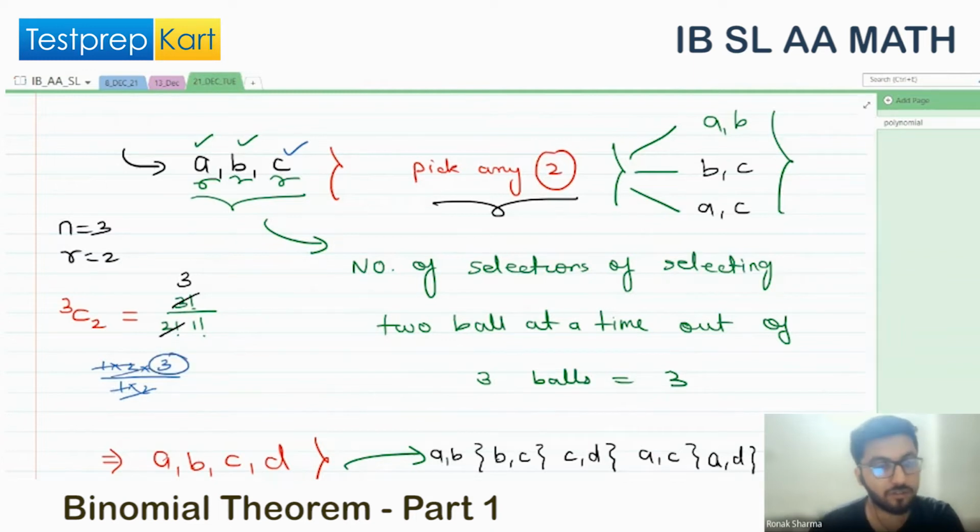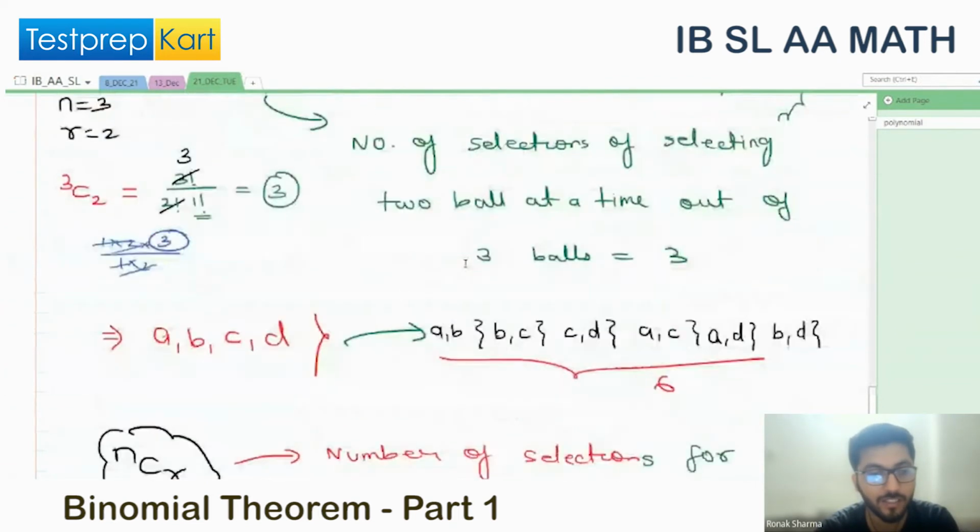Just explain it to you, right? And 1 factorial is 1 only. So we are getting answer 3. Were we getting 3 cases only when we counted them manually? Yeah. Here also we are getting 3. Let us go for the next example.